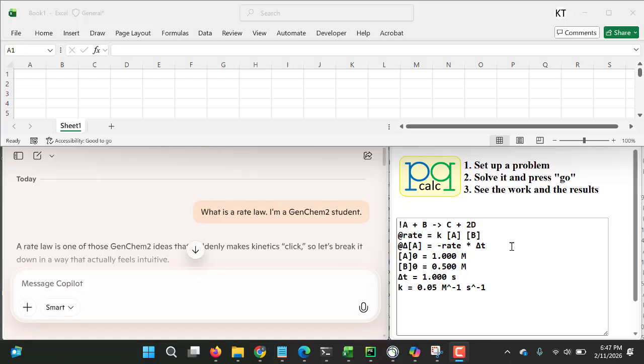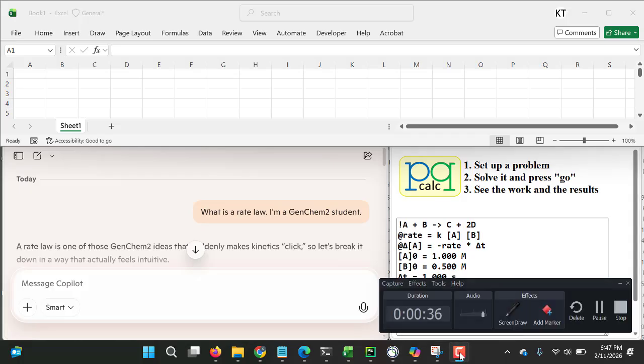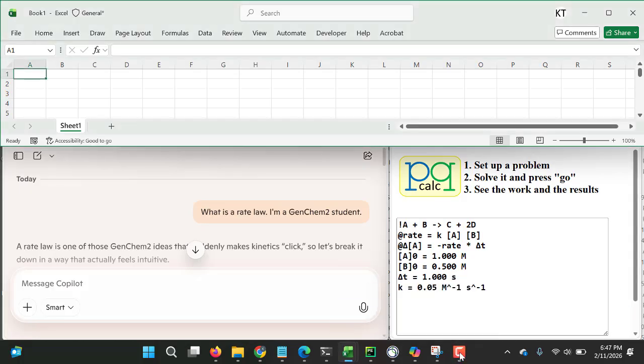So on PQCalc, I already gathered everything, what the reaction is. It's exactly the same as on the worksheet. A plus B reacts to form C plus 2D. I'm going to give you the rate law.